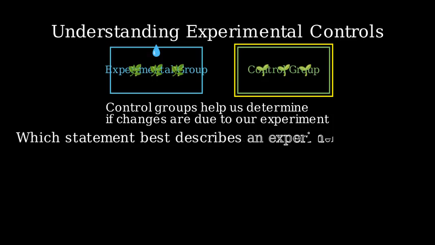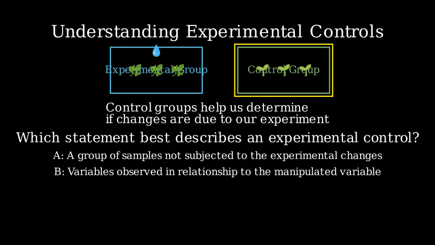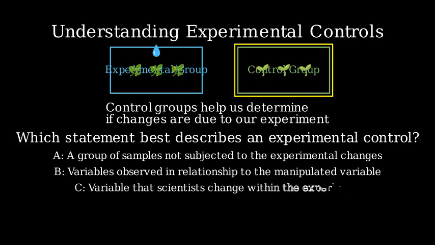Now, let's test your understanding. Which statement best describes an experimental control? Let's look at our options. A. A group of samples not subjected to the experimental changes made by the scientist. B. Variables observed in relationship to the variable manipulated by the researcher. C. Variable that scientists change within the experiment. D. None of the answers are correct.